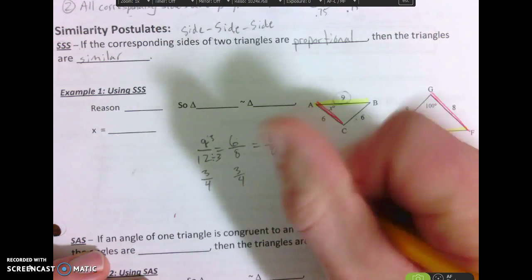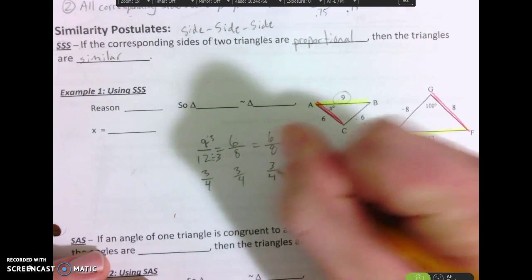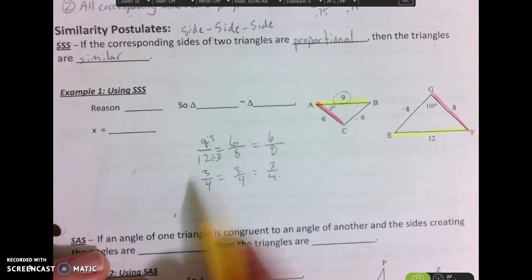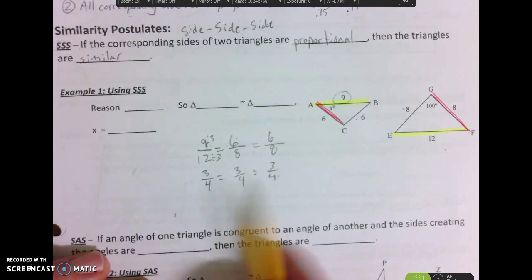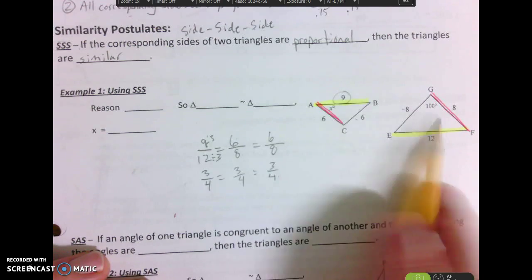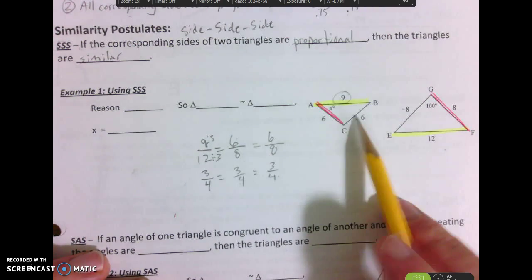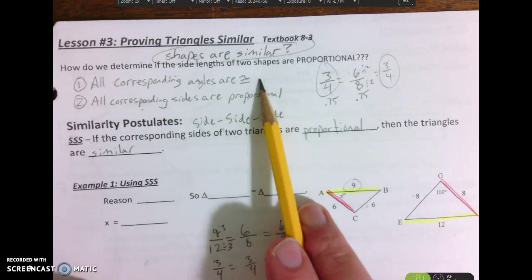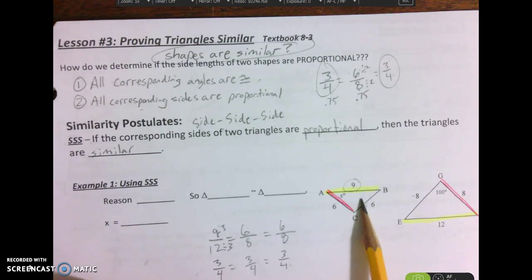And obviously, if that was 3/4, this must be 3/4. So because all of these ratios are the same, they all reduce down to 3/4. All these sides are proportional. So these are for sure similar figures. Now, what that tells us, back to number 1 up top, is that all corresponding angles are congruent then. If these are similar figures, then all corresponding angles have to be congruent.